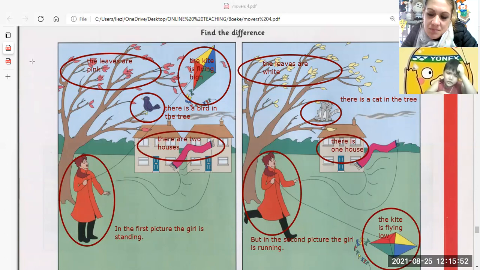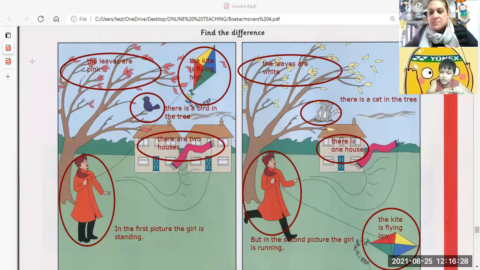In the first picture, the leaves are pink. But in the second picture, the leaves are yellow. The kite is flying high. In the first picture, the kite is flying high. But in the second picture, the kite is flying low.